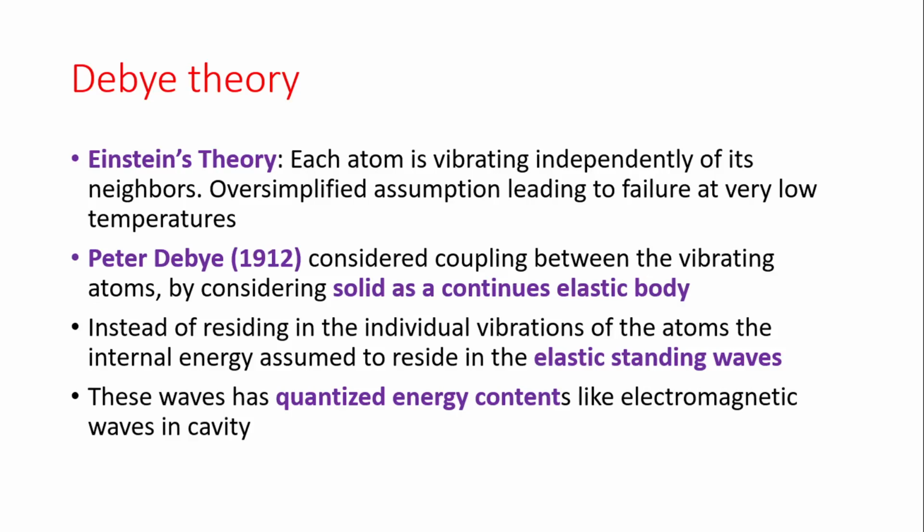As we have already studied Einstein's theory, we found that the theory fails at very low temperature, where Einstein's theory predicts that lattice heat capacity is proportional to the exponential of temperature, while experimental facts show that the lattice heat capacity at very low temperature is proportional to T cube. Now, what was the reason behind the failure of Einstein's theory at low temperature?